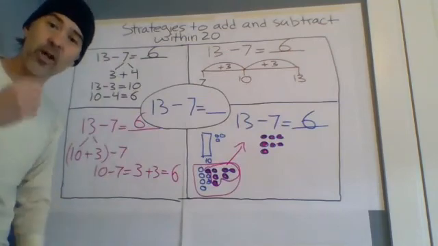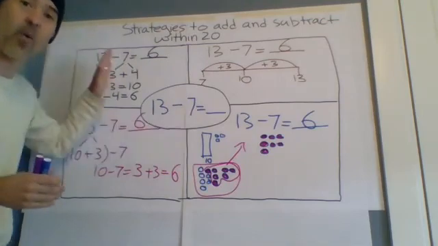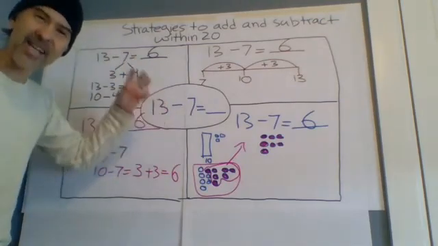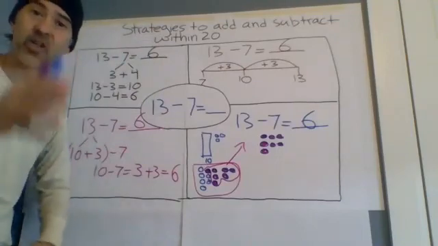All right, I want you now, when you're getting questions, equations within 20, I want you to draw a placemat and tell yourself, I know 4 different ways to solve this, and try them.